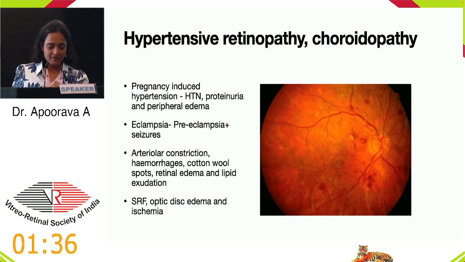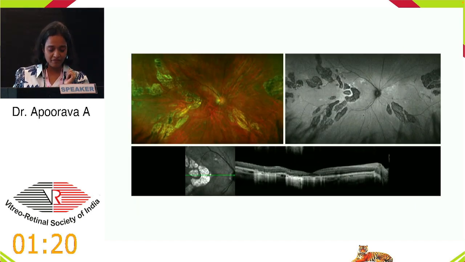Coming to hypertensive retinopathy and choroidopathy, we know that there are features typical of hypertensive retinopathy. In addition to that, there can be features of accelerated hypertension, such as subretinal fluid, optic disc edema, choroidal ischemia in the form of choroidal infarcts, and exudative detachments.